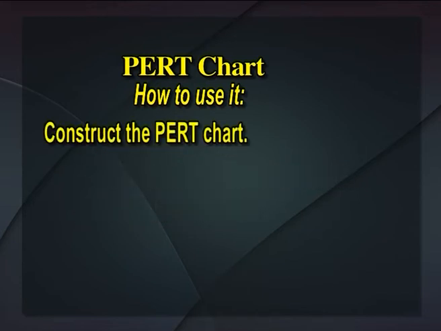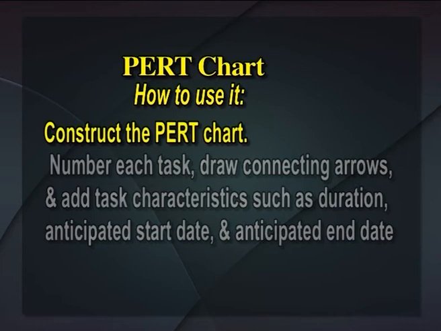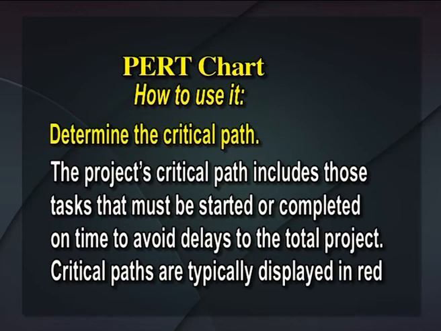Construct the PERT chart. Number each task, draw connecting arrows and add task characteristics such as duration, anticipated start date and anticipated end date. Determine the critical path. The project's critical path includes those tasks that must be started or completed on time to avoid delays to the total project. Critical paths are typically displayed in red.